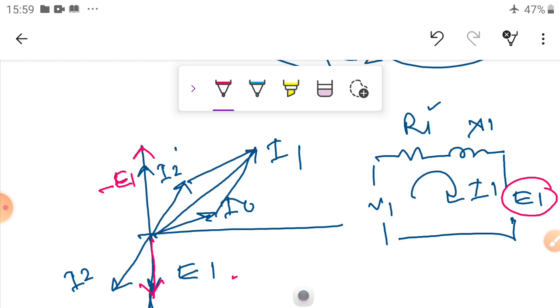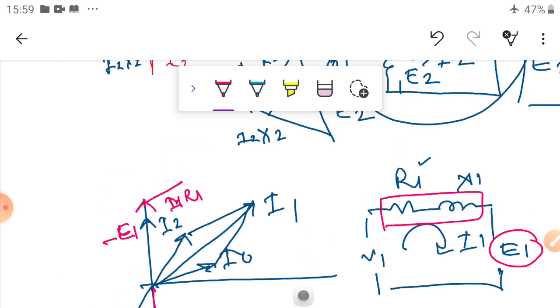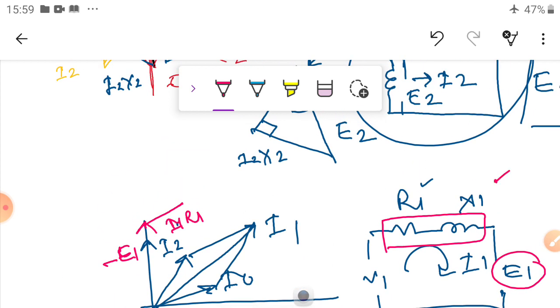Now after E1, plus these values. Here I want to know this value. What is it? I1 R1. So what is the current direction? This angle. So you write this angle. Okay, this is I1 R1. Now this value is then perpendicular.